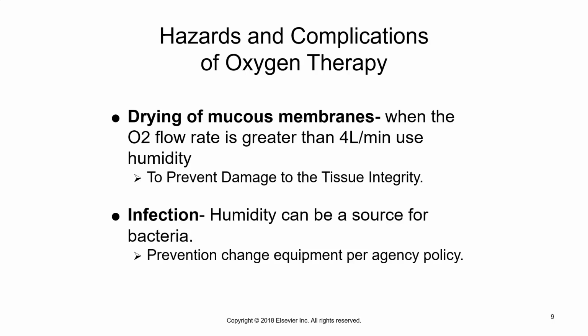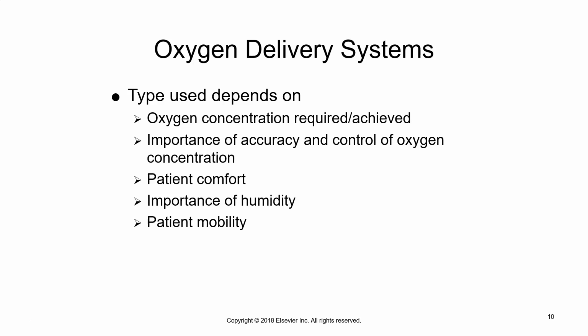Complications with oxygen therapy: drying of the mucous membranes. With that being said, remember, anytime you have an O2 flow rate greater than 4 liters per minute, you want to use humidity to prevent damage and to maintain skin integrity. With that being said, infection: the humidity can be a source of bacteria. So you want to make sure that you are changing the humidified oxygen equipment per your agency's policy.